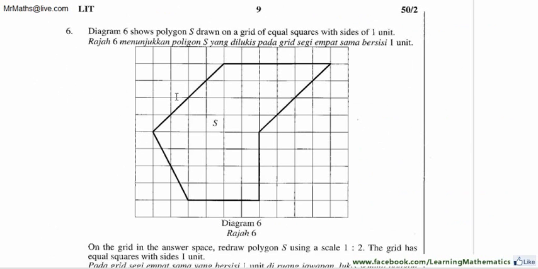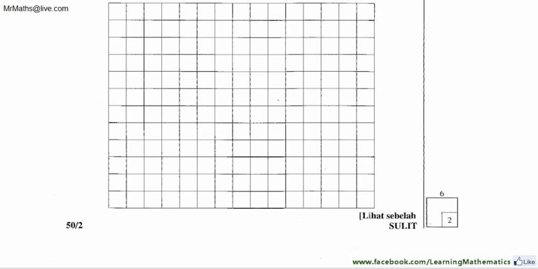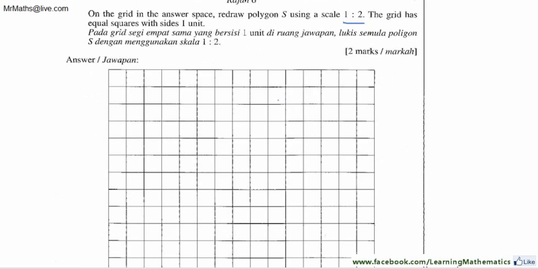Diagram 6 shows polygon S drawn on a grid of equal squares with sides of 1 unit. On the grid in the answer space, redraw polygon S using scale 1 to 2. The grid has equal squares with side 1 unit. So that means 1 to 2. To redraw the polygon in the answer space, we need to represent 1 unit of the grid there that equals 2 units on the original image. So let's do that. I probably need to push up and down, and it could be a little bit annoying because the screen is a bit small.